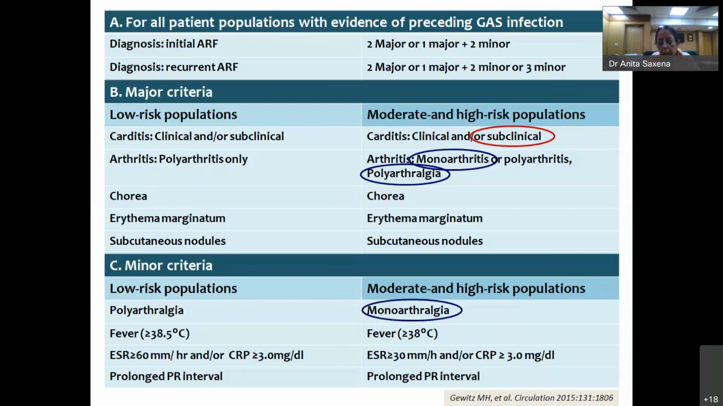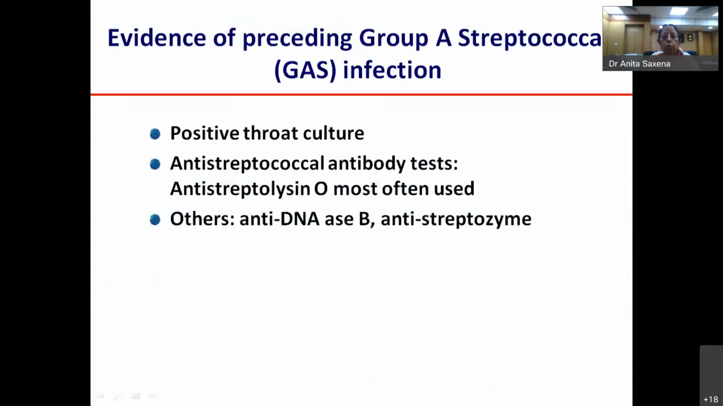In the minor criteria, monoarthralgia has been added, which was never there, and evidence of preceding GAS infection, which could be in the form of ASLO titer or any other anti-streptococcal titer, which tells us that there is a preceding group A streptococcal infection. Even the criteria for ESR and CRP are different in high risk or moderate risk populations. So what are these criteria for preceding GAS infection?